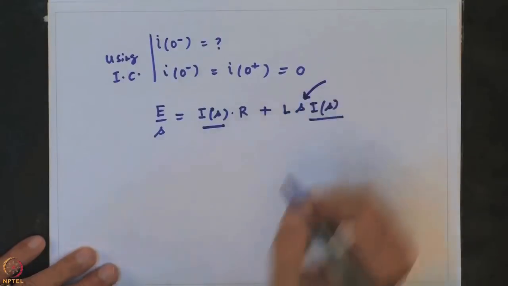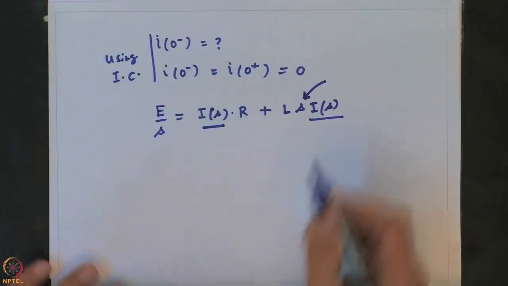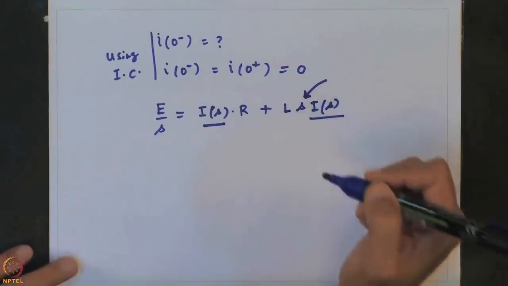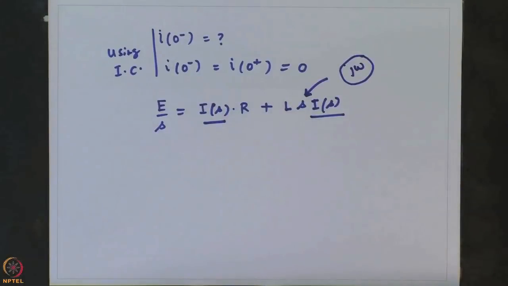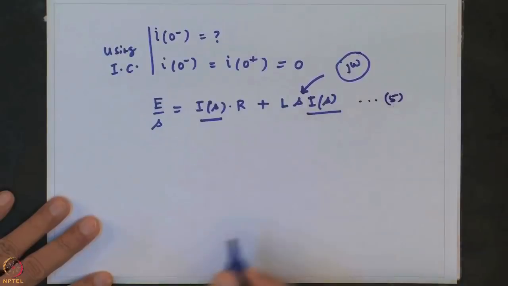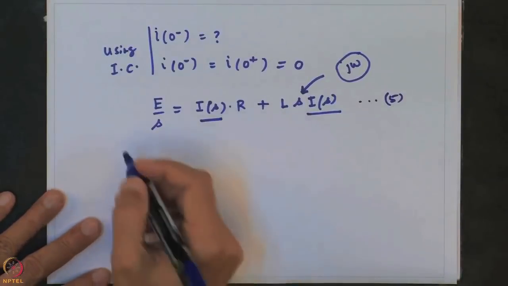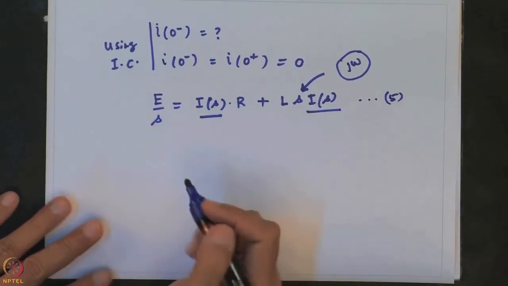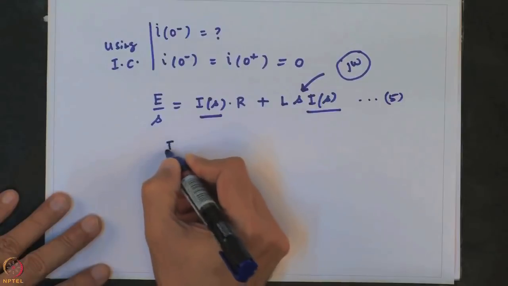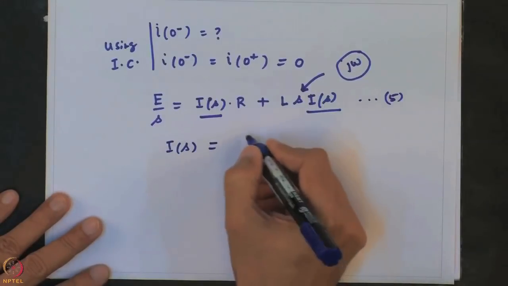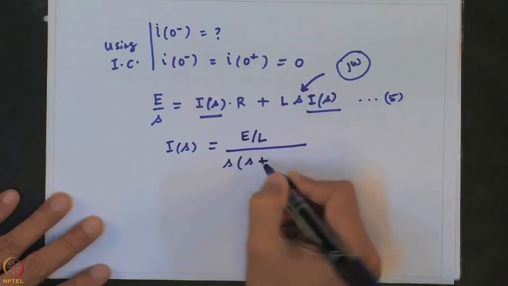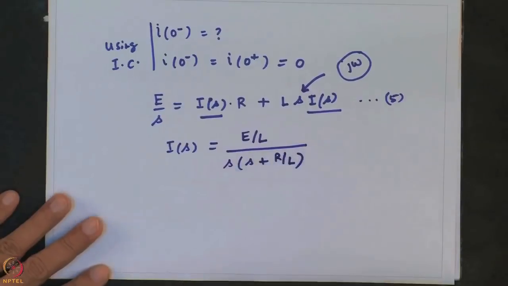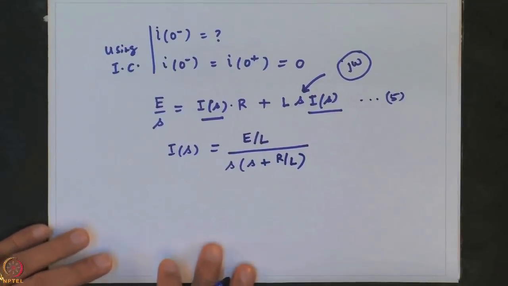And this S is the transformation that we are doing. So, from the time domain we have gone to the S domain, and as we have seen before, this S is nothing but j omega. So, basically you can say that from the time domain we have just gone to the frequency domain. This is equation number 5, and we can now rearrange this just like an algebraic equation, and we get I of S as E by L divided by S into S plus R by L.